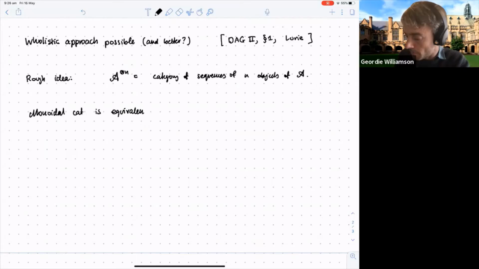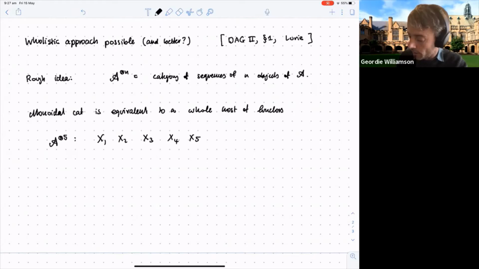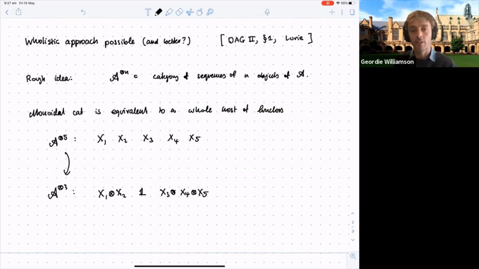Okay. So a monoidal category gives a whole host of functors. So if I imagine an object inside A tensor 5, this would be something like x1, x2, x3, x4, x5, and now there's a functor to A tensor 3, which is x1 tensor x2, x3, x4 tensor x5. Okay, so there is such an operation, and so we should think about a monoidal category as being a category together with a whole host of such operations plus a whole host of compatibilities.